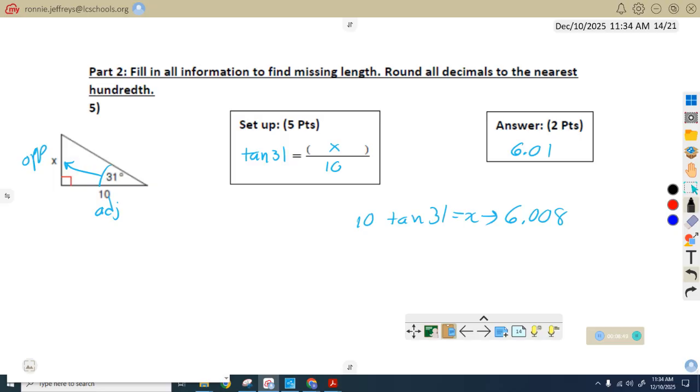That's crazy. You get 5 points for setting it up and only 2 points for the answer because it's a calculator problem. That's why. I mean, I'm hoping some of y'all ace this test, but I don't think that's going to happen for some.